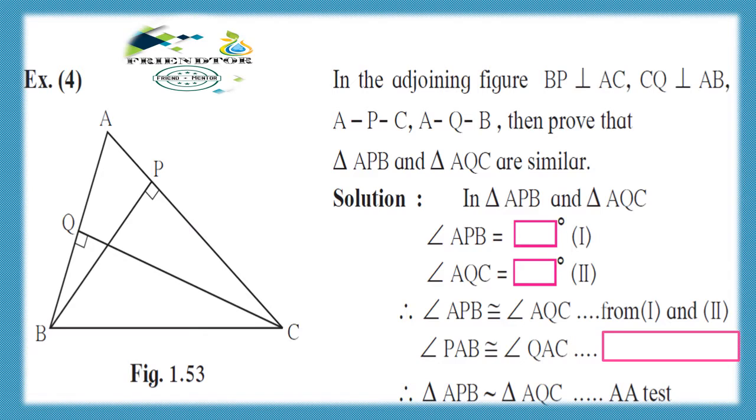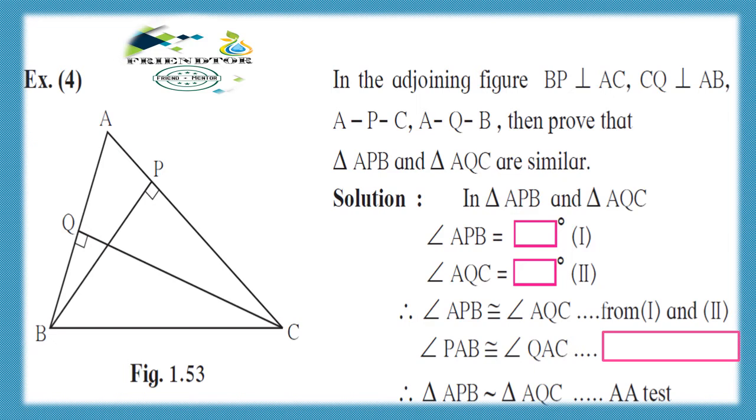Before starting with the practice set, let's solve a problem which is not complete. It is from your solved examples. In the adjoining figure, BP is perpendicular to AC, CQ is perpendicular to AB, and we have to prove triangle APB is similar to triangle AQC.